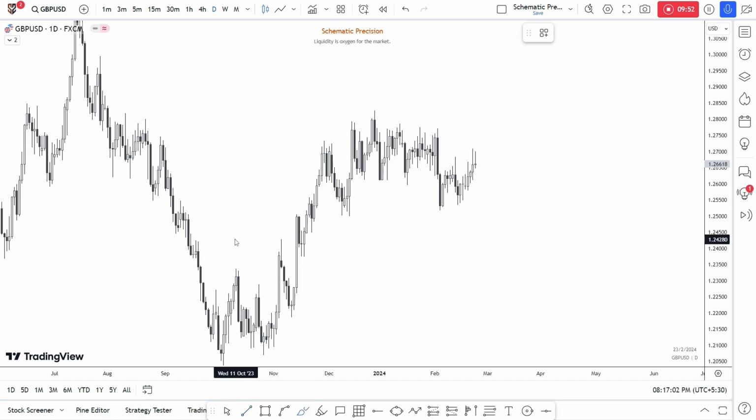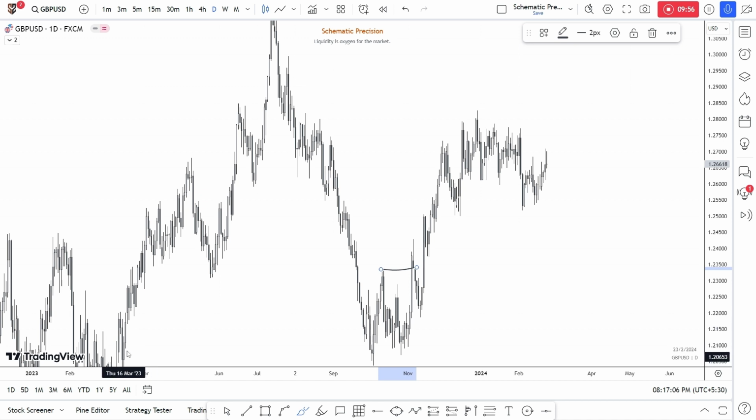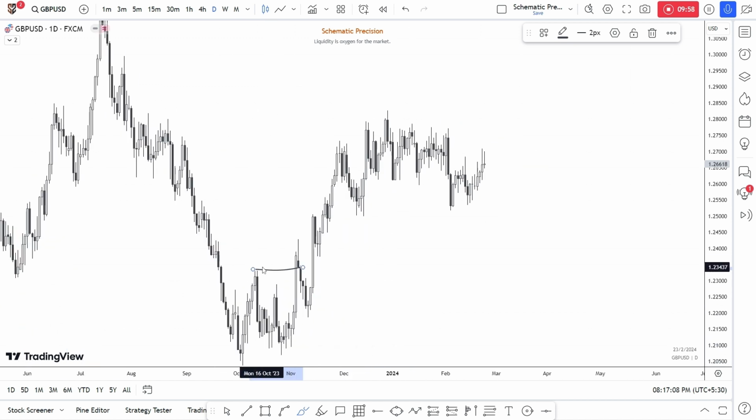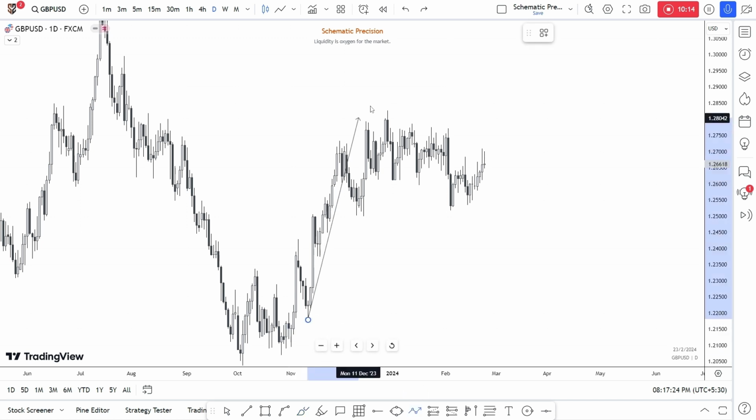If I mark, this was the change of structure here after mitigation of this order block. We had this change and price continued higher, and from here to say here is just one leg, right? This whole is just one leg. We have no inducement in between, that's why this is one whole leg.